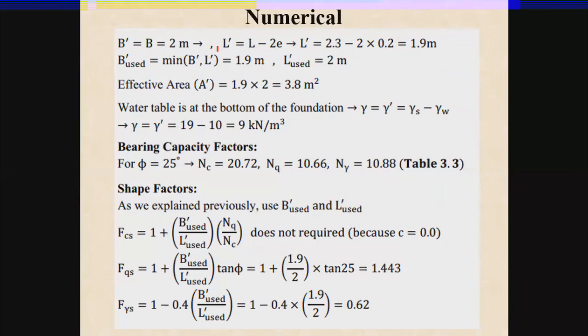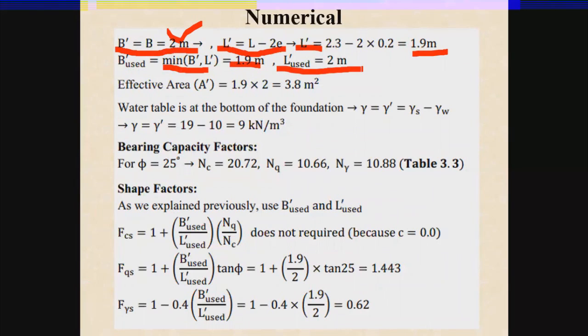So we will reduce the length dimension by L minus 2e, which will give me a value of L dash is equal to 1.9 meter, and we will use the original B, which is equal to 2 meter. Now B prime used is basically the minimum of B and L, and L prime used is basically the maximum of B and L. So the minimum of B and L is how much? 1.9 meter.